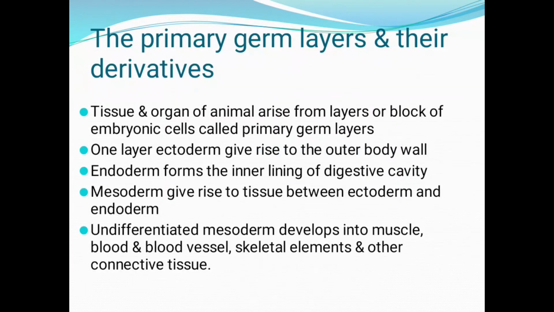The next topic is primary germ layers and their derivatives. The tissues and organs of the animal arise from layers, and these layers are called primary germ layers. There are three types of layer: ectoderm, endoderm and mesoderm. The ectoderm gives rise to the outer body wall. The endoderm forms the inner lining of the digestive cavity, and the mesoderm gives rise to the tissue between the ectoderm and endoderm. Some undifferentiated mesoderm develops into muscles, blood vessels, skeletal elements, and other connective tissues.